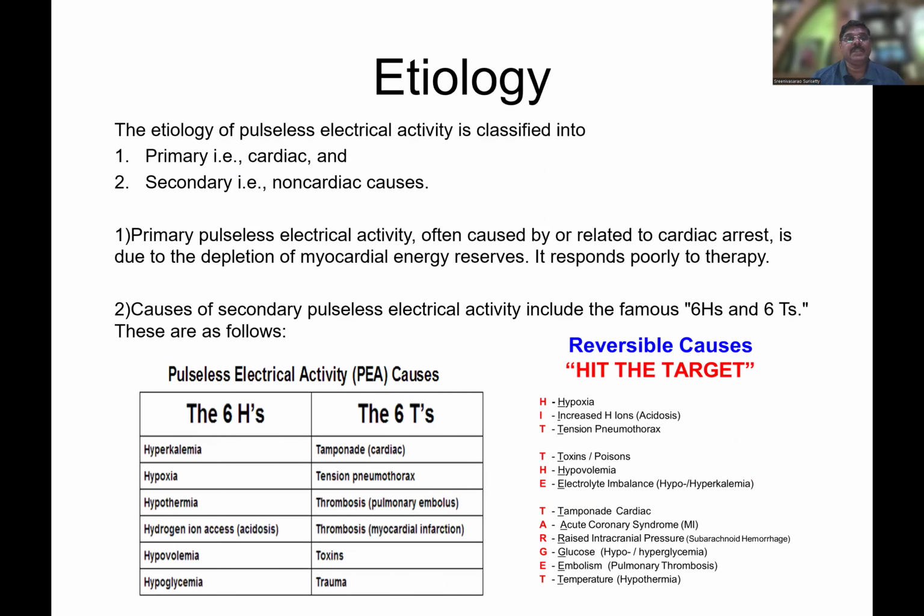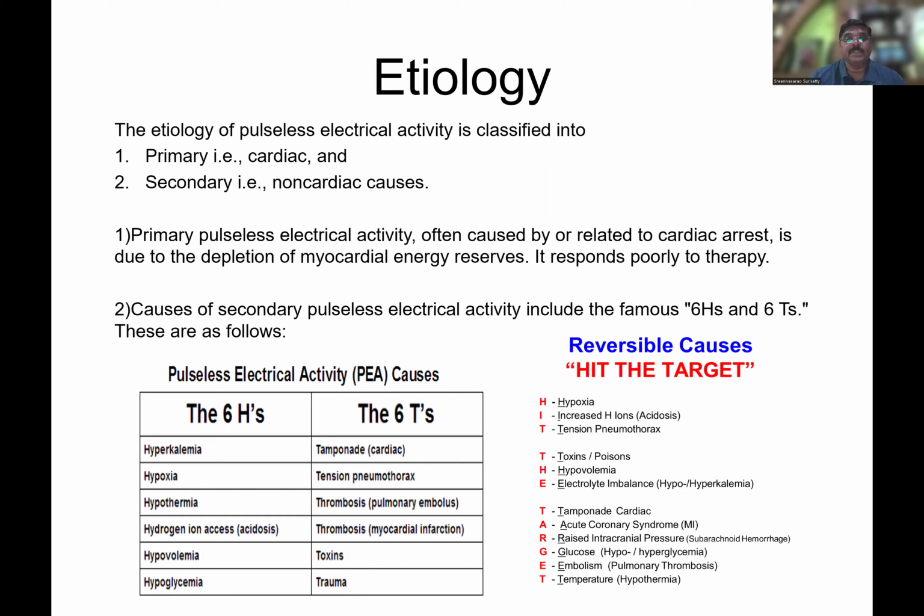So let's come to the etiology. The etiology has primary causes and secondary causes. Primary causes are exclusively cardiac causes. Secondary causes are the non-cardiac causes that can cause pulseless electrical activity. Primary pulseless electrical activity is often caused by or related to cardiac arrest due to depletion of myocardial energy reserves, so it responds poorly to therapy.